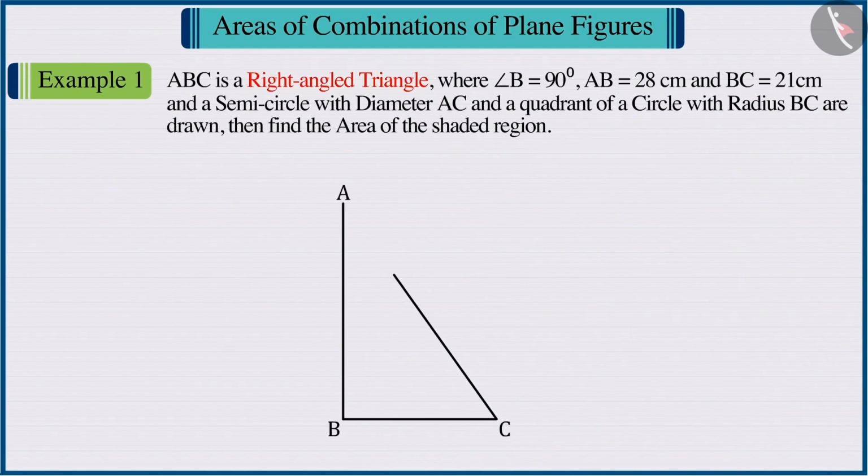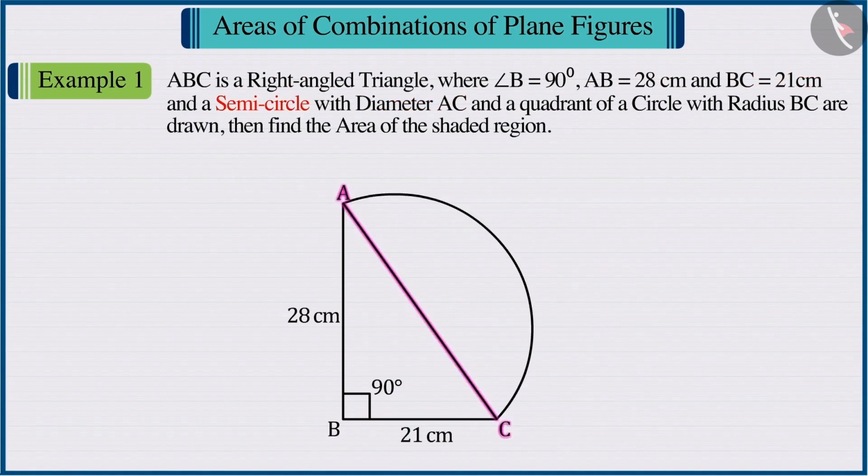ABC is a right-angle triangle, where the measure of angle B is 90 degrees. AB equals 28 centimeters and BC equals 21 centimeters, and a semicircle with diameter AC and a quadrant of a circle with radius BC are drawn. Can you find the area of the shaded portion?